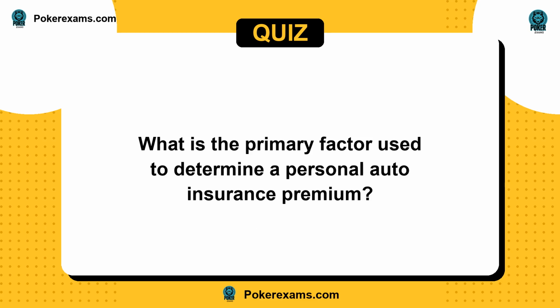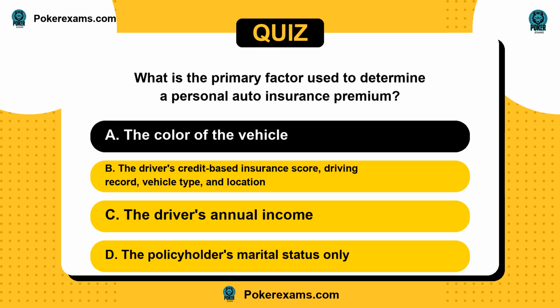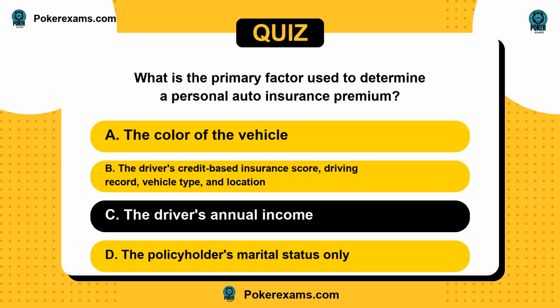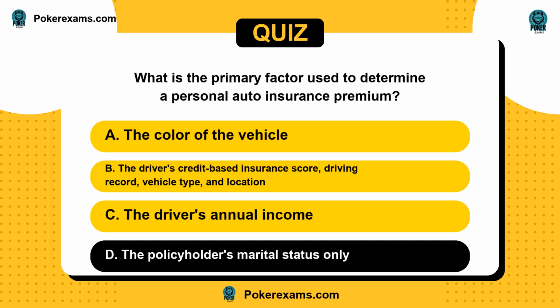Next question. What is the primary factor used to determine a personal auto insurance premium? Is it A, the color of the vehicle? Or B, the driver's credit-based insurance score, driving record, vehicle type, and location? C, the driver's annual income? Or D, the policyholder's marital status only?